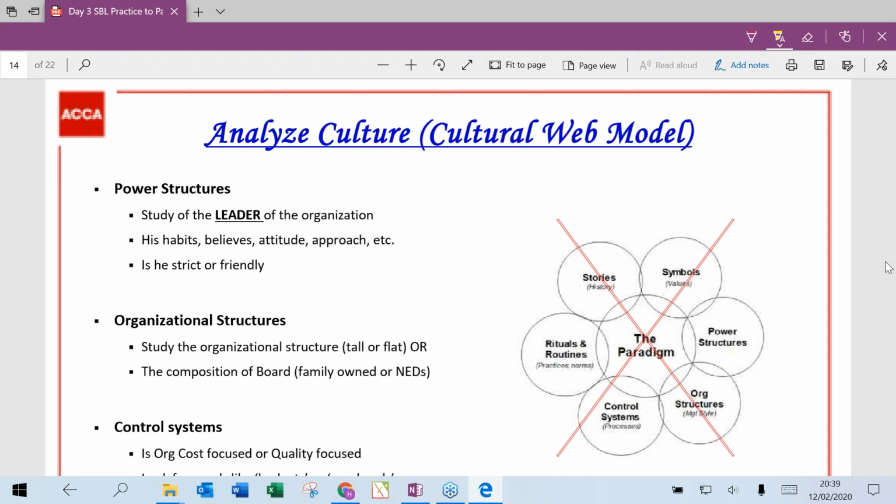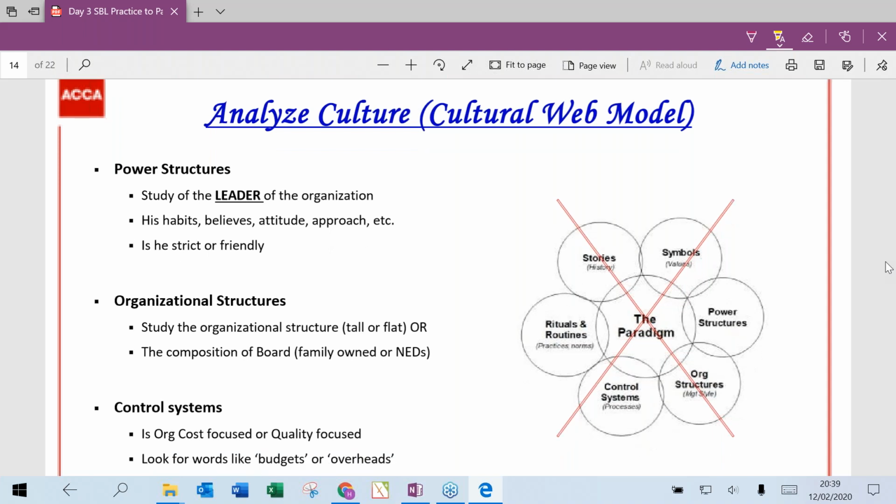Okay. So what is the meaning of culture? Culture is the way we do things here. Okay, the norms, the values, the traditions, the do's and don'ts, the rules. Okay, the way we do things here. That's the local culture.